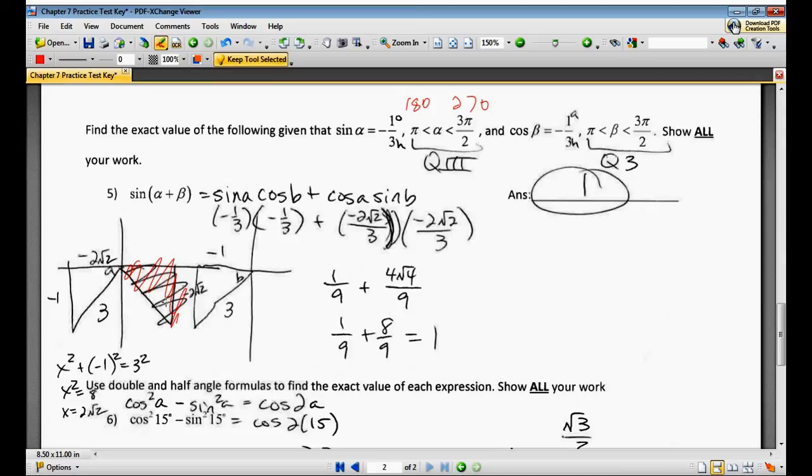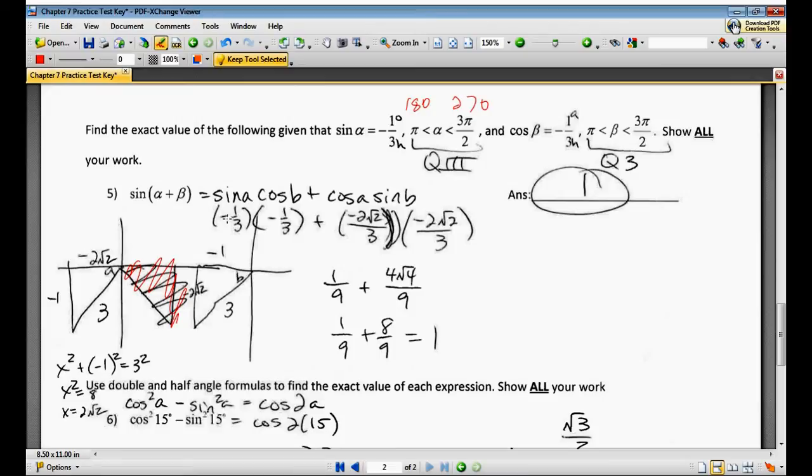With that having been said, now we have to plug it into the formula on your sheet. So the sum formula for sine is sine A cosine B plus cosine A sine B. Use the triangle to find the sine of A. So the sine of A is -1 over 3. Put it right there. Sine of A is -1/3. Cosine of B, do the same thing with the beta triangle. Plus cosine A in the alpha triangle, sine B.